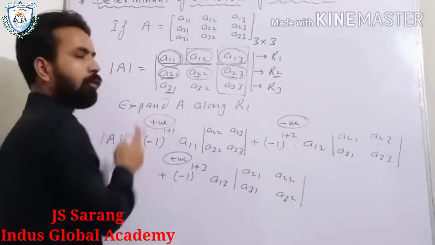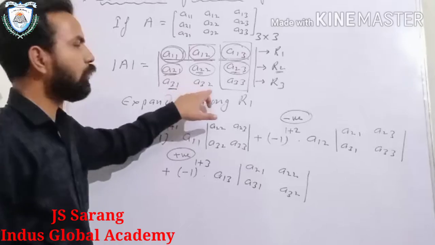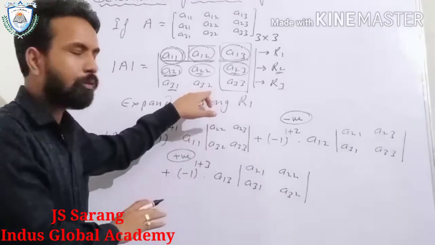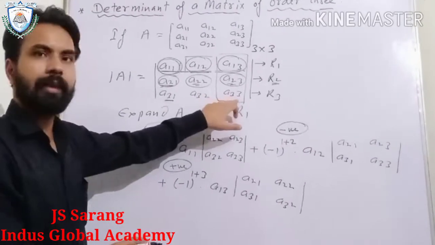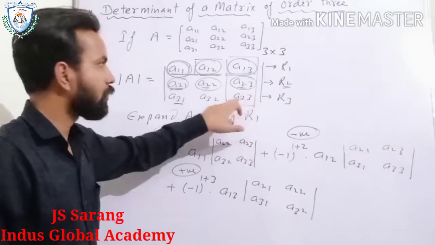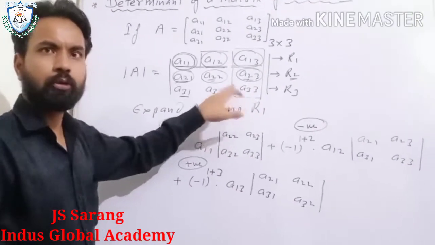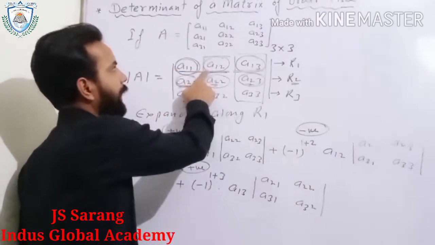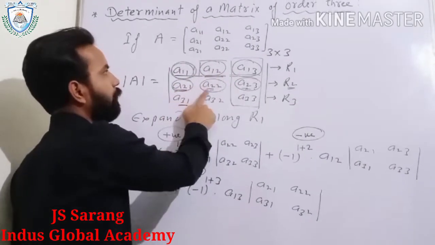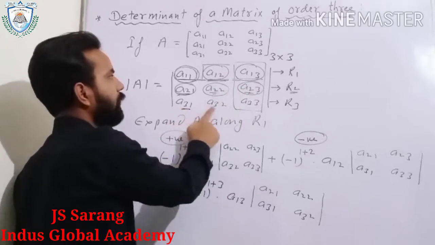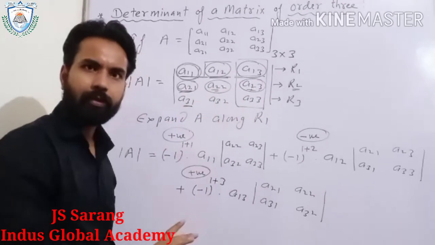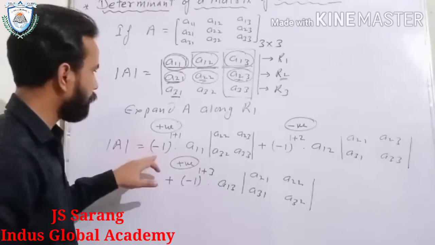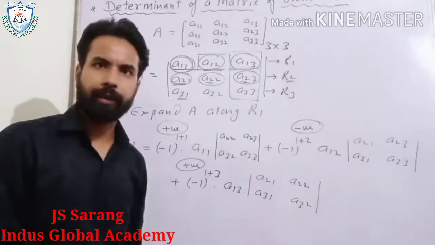Now 3, 1, 4, so positive. 3, 2, 5, odd number, so we will have to put a minus sign. 3 plus 3, 6, 6 is an even number, so this will be positive. So directly we can consider these elements as positive, negative, positive, negative, positive, negative, positive, negative, positive. Understood? Or if you want to write minus 1 to the power this, you can write.